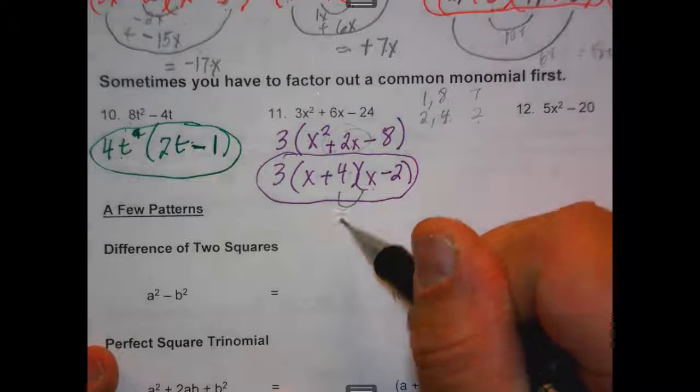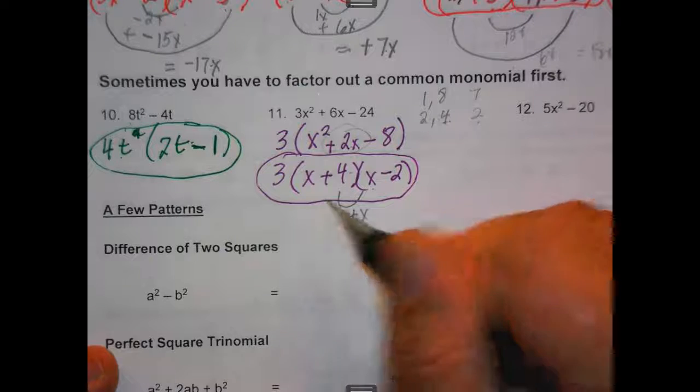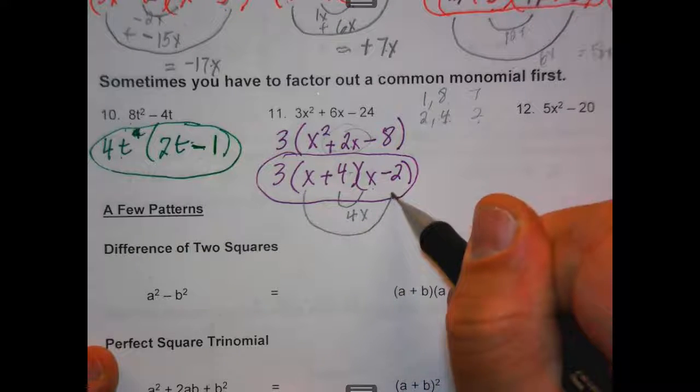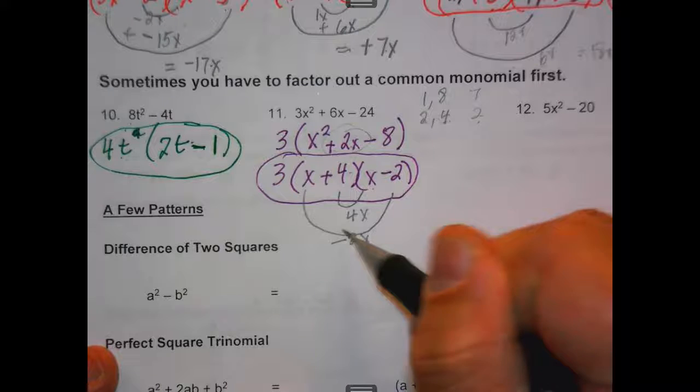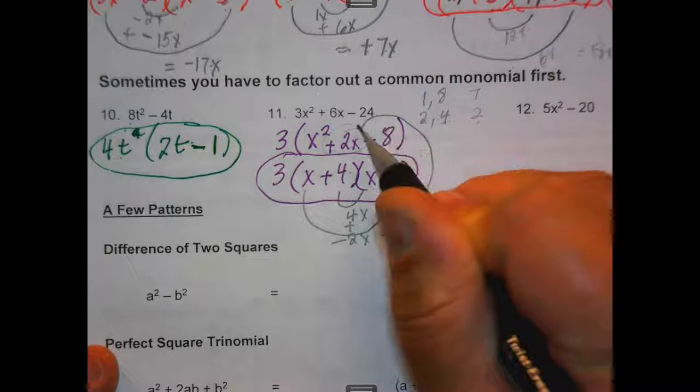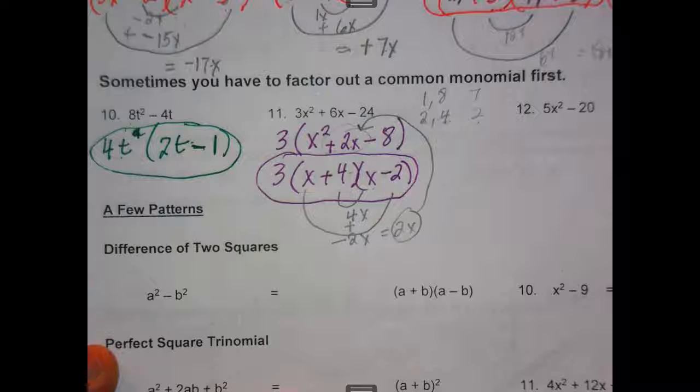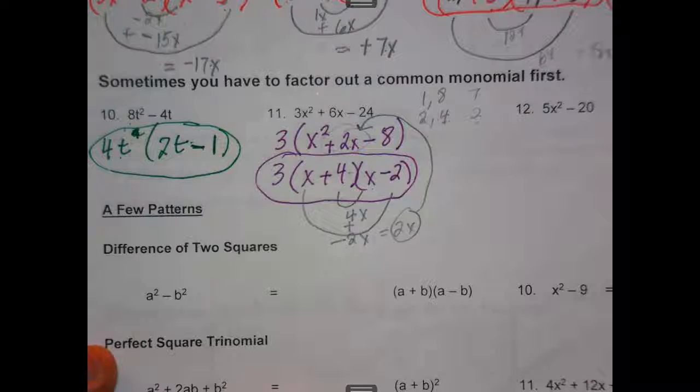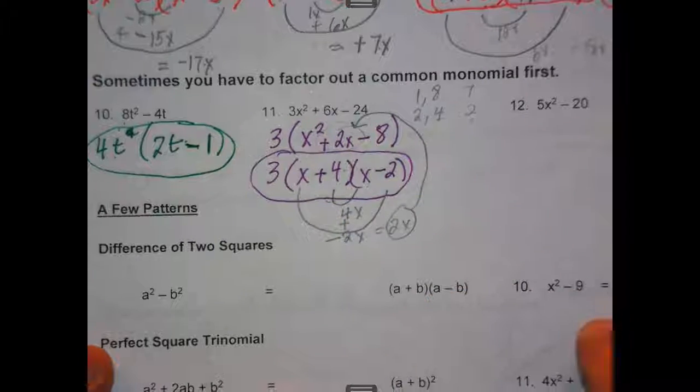4 times x is 4x, positive 4x. X times negative 2 is negative 2x. Add these together, they equal 2x, which is what I want here. Okay? Simplify, yeah. Put it in factor form. Yeah, this is my final answer. All right, let's do one more.